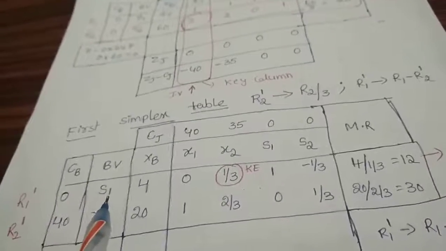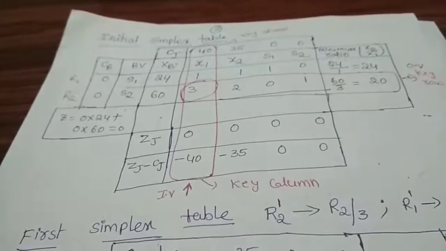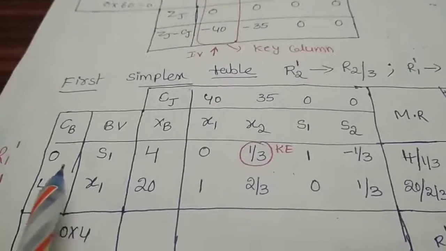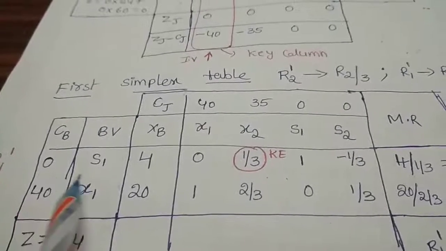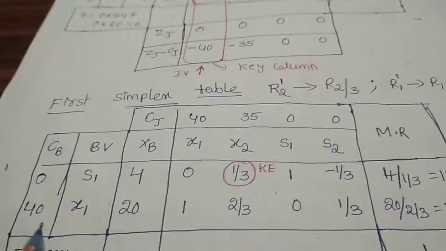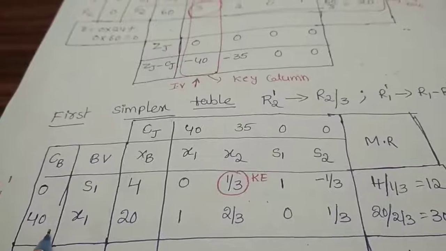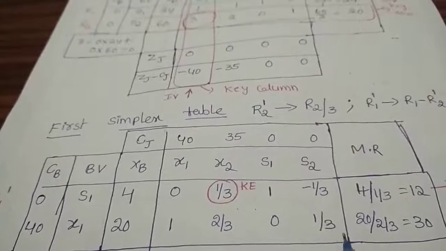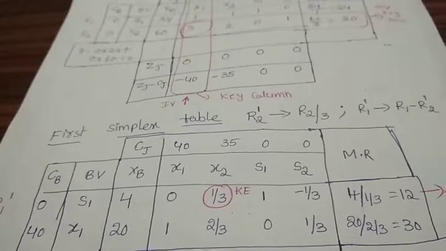Now first coming to the basic variable column. Here s1 variable is already s1 variable. Next, in place of s2, the entering variable is x1. I wrote it here, s1, x1 is here. That coefficient value is 0 for s1 and 40 for x1. I wrote it here 40. Next, from the xb column onwards up to s2 we calculate the values.